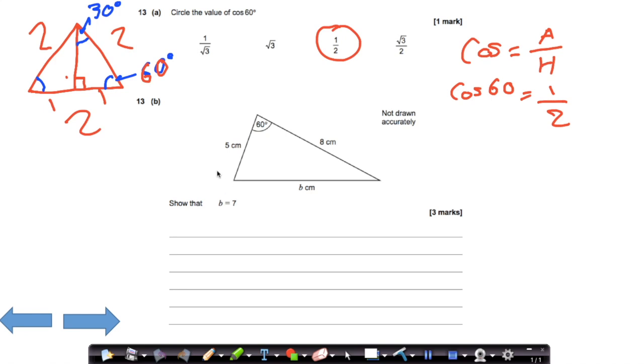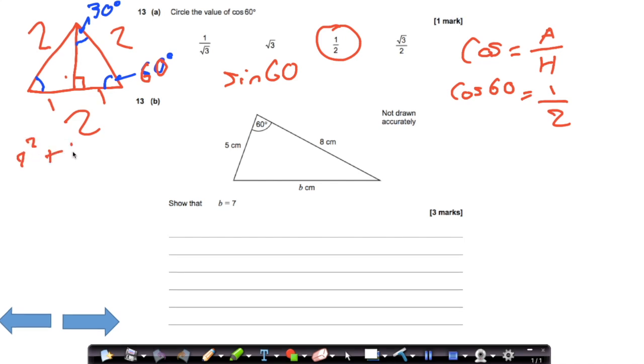If you had a different question which was talking about maybe sine, so if I want to know maybe what sine 60 was, we would have to have worked out what the opposite is, and we could work that out through Pythagoras. Right angle triangle, we know that a squared plus b squared, which we don't know, equals c squared, the longest side, hypotenuse. So we know 1 squared plus b squared equals 2 squared.